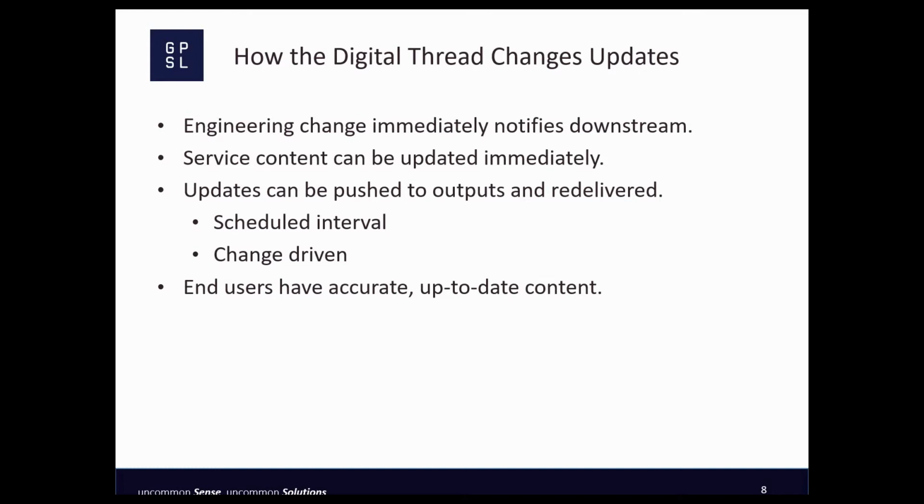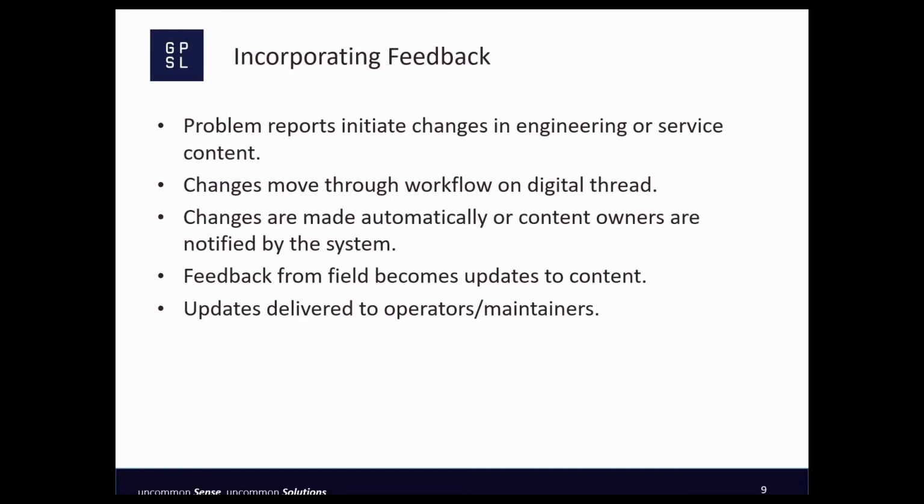So someone will be notified by the system that a part has changed that impacts their technical illustration or content section or training course. Once we have the digital thread running from engineering data through the content to delivery in the field, we can add feedback into the loop. Operators and maintainers on the system can create problem reports. If that problem report concerned an actual part, it would initiate a change at the engineering level that would then trickle down to the service content.